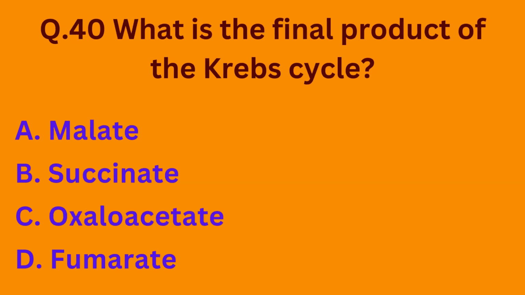Question number 40 is, what is the final product of the Krebs cycle? Option A, malate, option B, succinate, option C, oxaloacetate, and option D, fumarate. So the final product of the Krebs cycle is oxaloacetate. The correct option is option C.